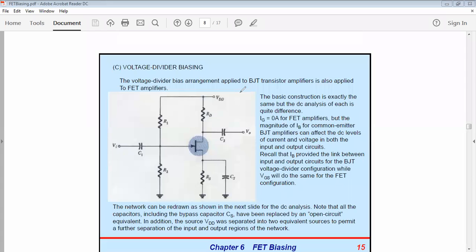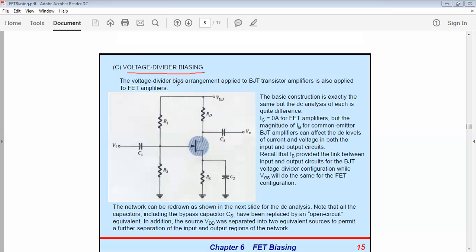Good morning, all. Today we are going to discuss another two bias techniques in FET devices. In last class, we covered two bias techniques. One is fixed bias or basic bias. Second one is self bias. Now today, third bias technique is voltage divider biasing. Okay, already we know the structure of voltage divider biasing.